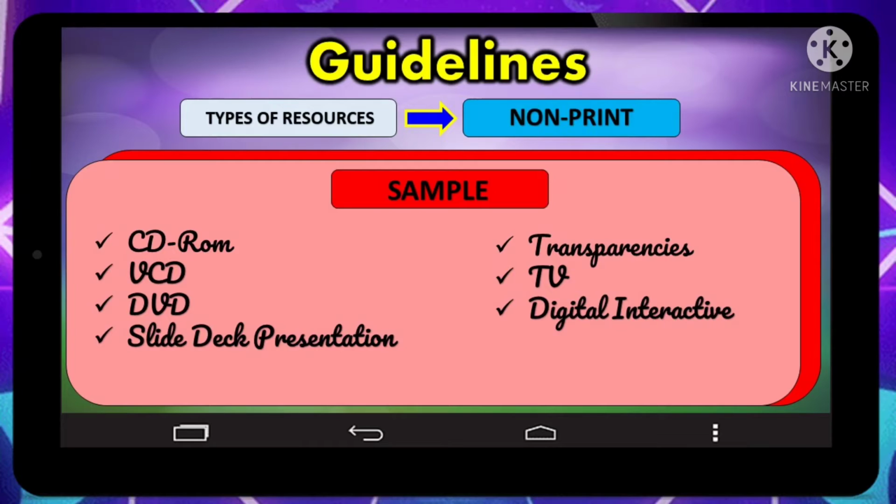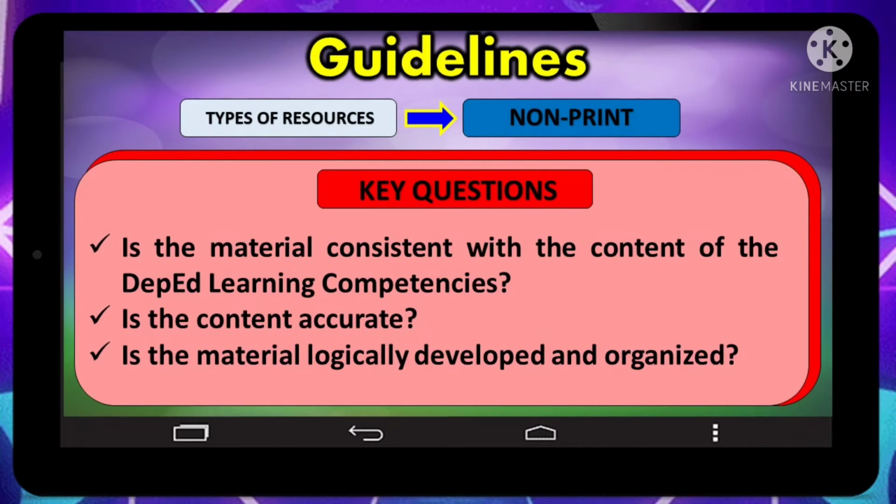Now, here are the guidelines for using non-print resources. Examples are CD-ROM, VCD, DVD, slide deck presentation, transparencies, TV, and digital interactive. These are the key questions you may consider in using these types of resources.